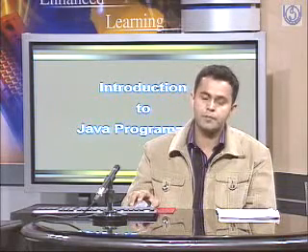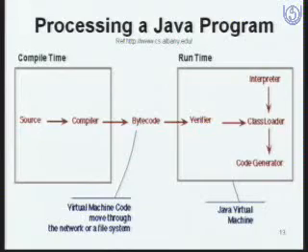So let us see it in the picture. Here you can see it is source code written in Java which uses this compiler to convert it into bytecode. The outcome of this compiler is a .class file, which is nothing but instructions of bytecode.